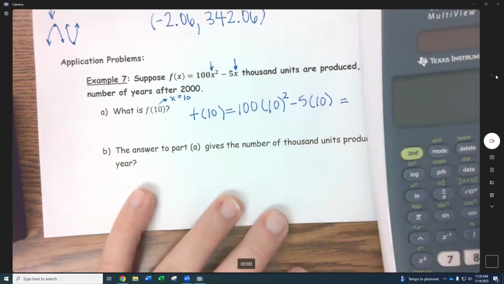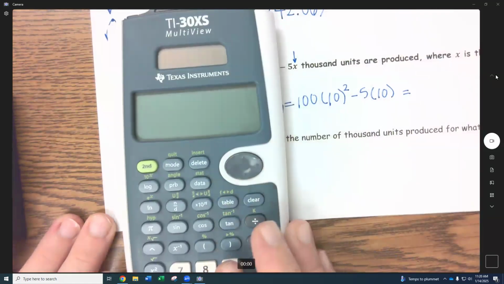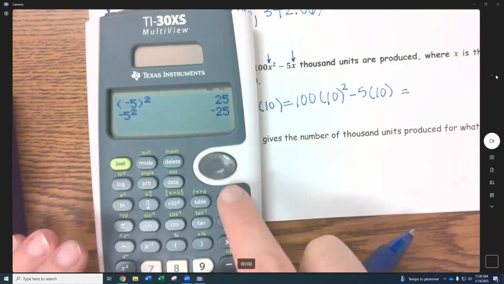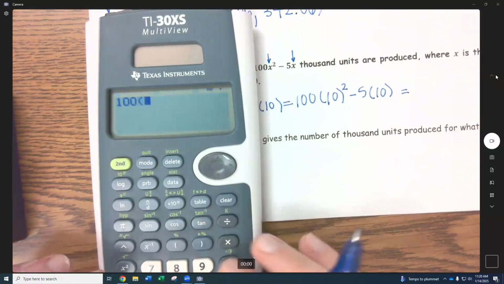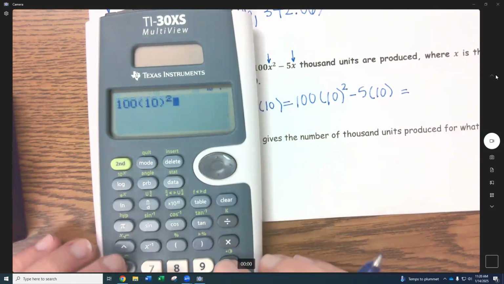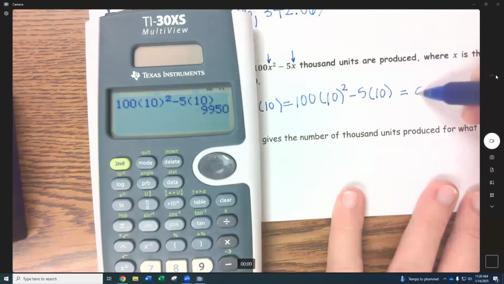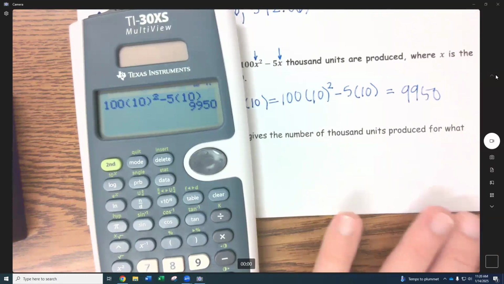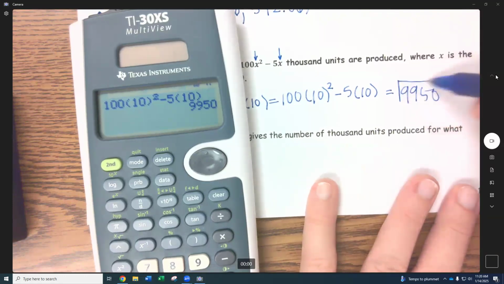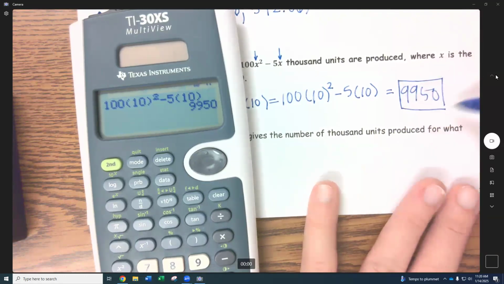Okay, so definitely not doing this one by hand. Let's put it in our calculator. And I will put it in just the way I see it. And so we get 9,950.